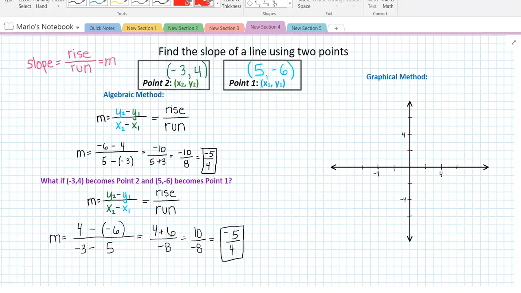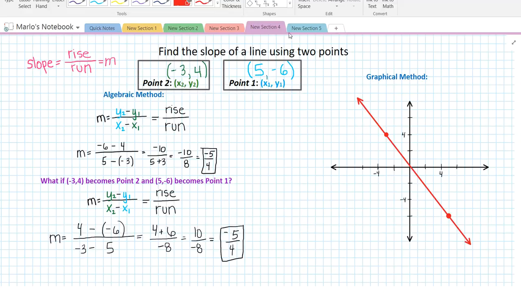So let's check our answer by plotting it on a graph. So we're first going to plot the point -3, 4. So that would be here. And then the other point is 5, -6. So that would be here. So there's our line, and we're going to count between 2 known points to find the rise and run.